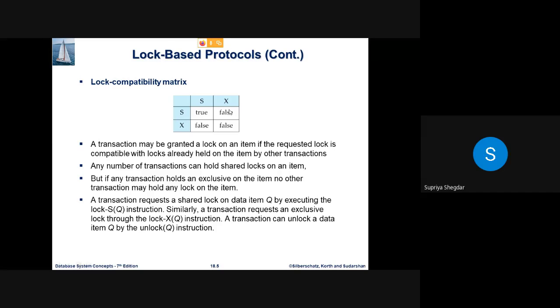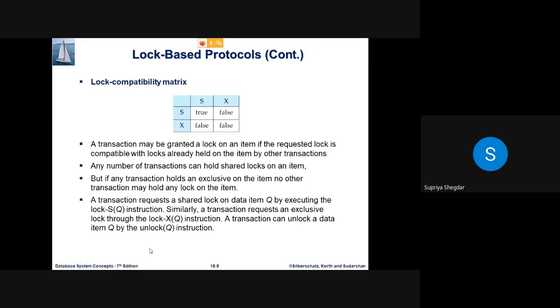Similarly for the exclusive. If the exclusive mode lock is there on the data item, then only that transaction is allowed to access that data item, and at the same time no other transaction is allowed to acquire any kind of lock on that data item. So in the lock compatibility matrix, only the shared mode locks are compatible with each other and the other locks are not compatible with each other.